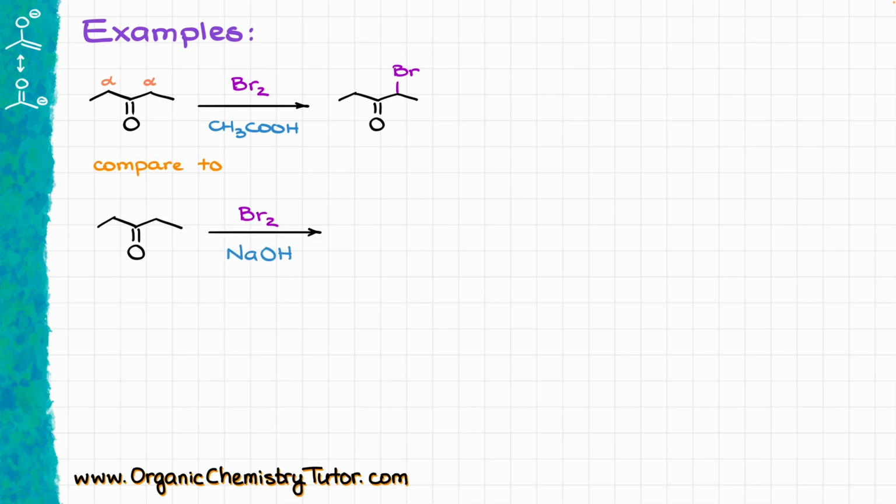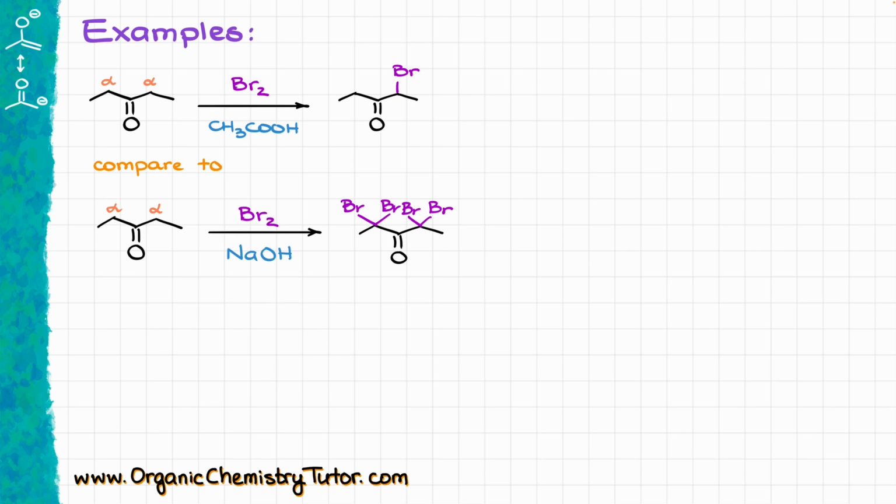Now, what if I do the same reaction but now in basic conditions? Since in basic conditions we are going to replace all hydrogens in our alpha positions, my product here is going to look like this. As an extra challenge, I challenge you to actually draw the mechanism for every single step in this entire reaction to show how each of those bromines is replacing the hydrogen in the alpha position.